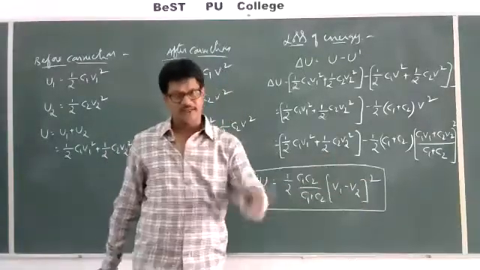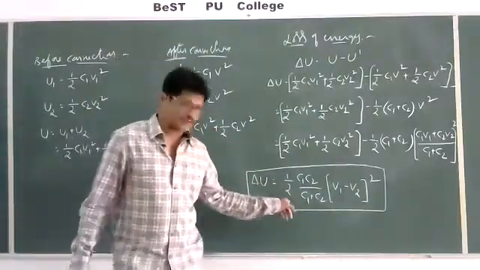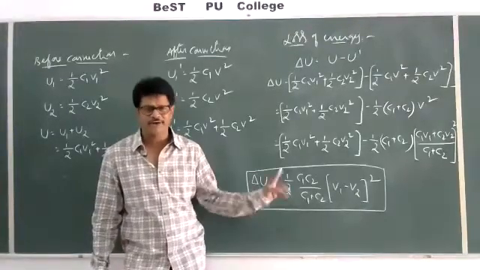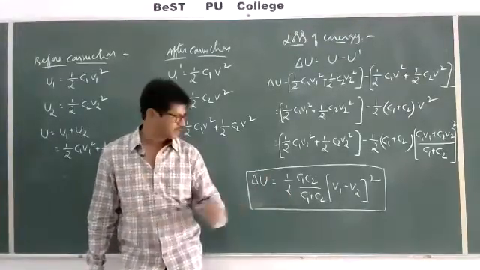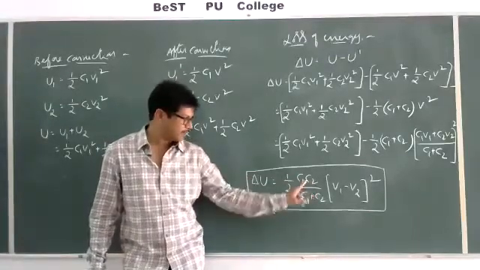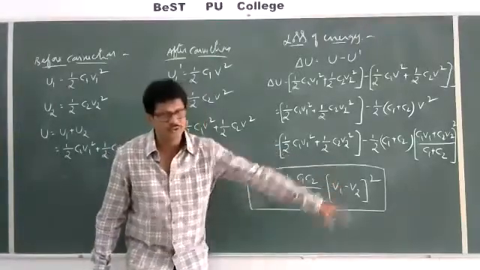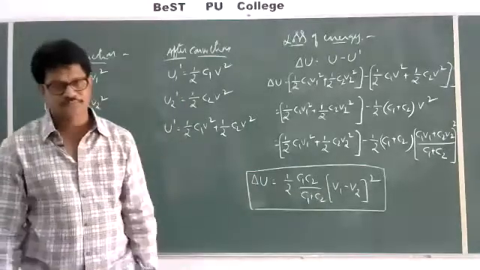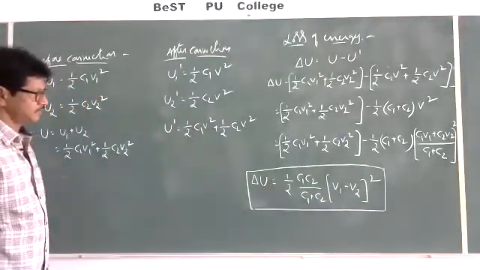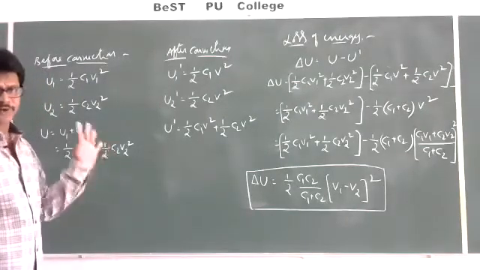The derivation is not necessary. It is the same formula we got while finding the loss of kinetic energy in a perfectly inelastic collision. What is that formula? Half M1 M2 by M1 plus M2 into V1 minus V2 whole square. Only the formula is important.